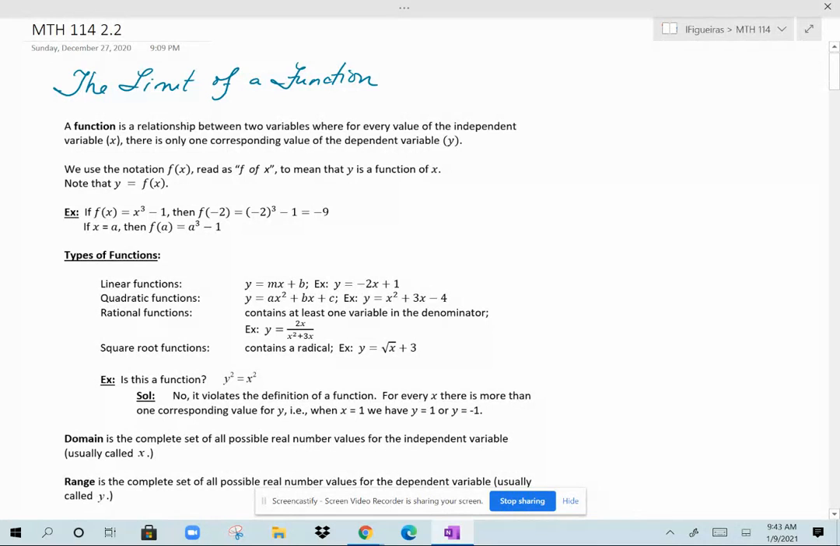Remember, there are different types of functions. A few examples would be linear functions, quadratic functions, rational functions, and square root functions.